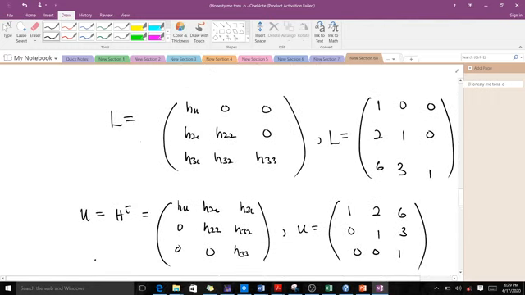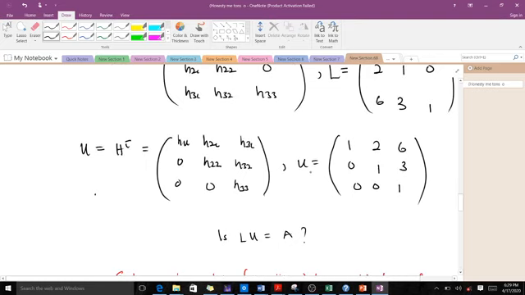So our lower triangular matrix is given as this particular matrix here. When you replace it, h11 was 1, this was 2, this was 1, this was 6, this was 3, and this was 1. So that means you are done with the lower triangular matrix. And we said our upper triangular matrix is just the transpose of the lower triangular matrix. So that gives us this U.